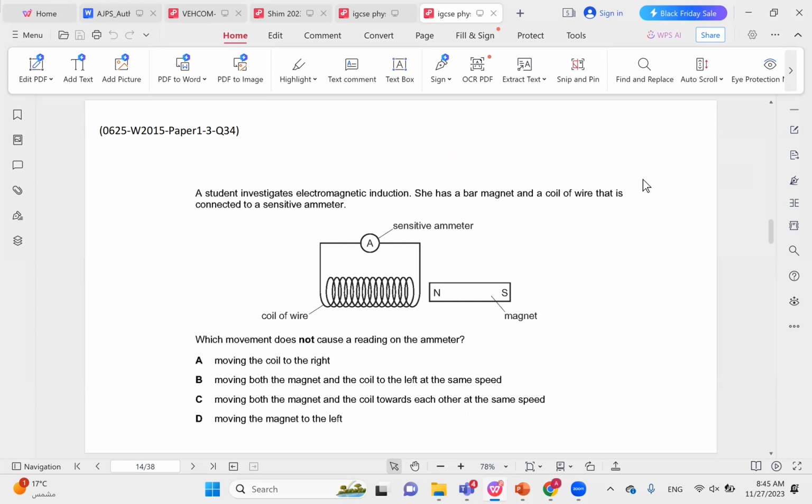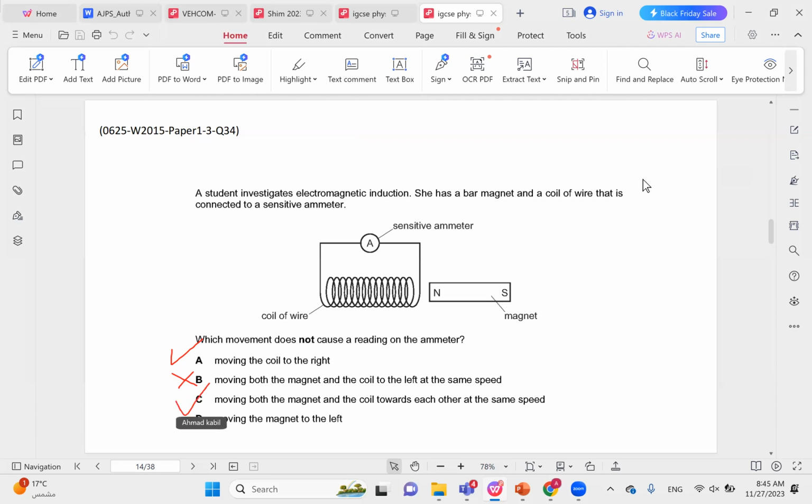So moving the coil to the right, this is a change because the coil will be closer to the magnet. So the magnetic field is increasing in a sense. So there is a change here, so it will generate electricity. Moving both of them at the same speed, no, this will not generate electricity. Moving both of them towards each other at the same speed, definitely yes, because they're getting much closer together. So the magnetism is increasing.